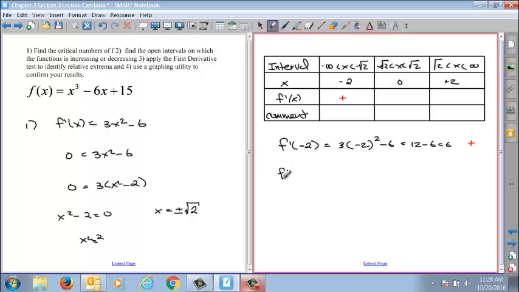Then we evaluate the derivative at 0, which is this value of x. So we do 3 times 0 squared minus 6, which you can see is negative 6. That's negative, put negative in there. And we calculate the derivative of positive 2, which is 3 times positive 2 squared minus 6, which is also 6, and that's positive. So put that in there, positive. So this is increasing, decreasing, increasing.